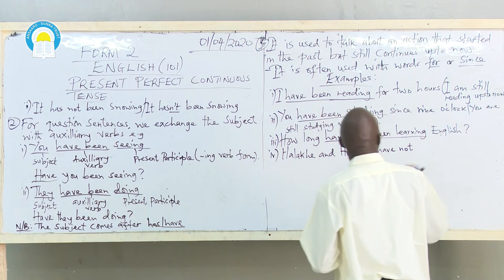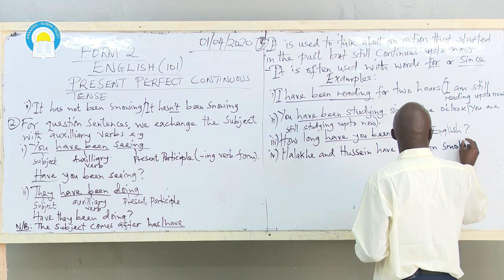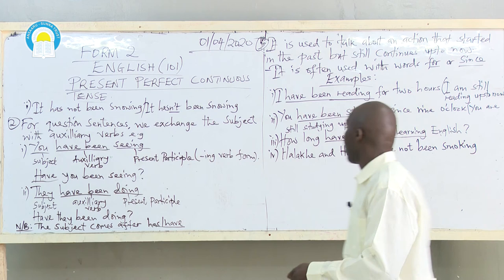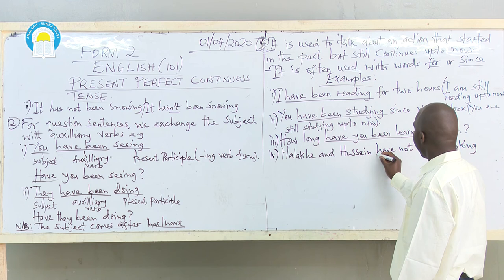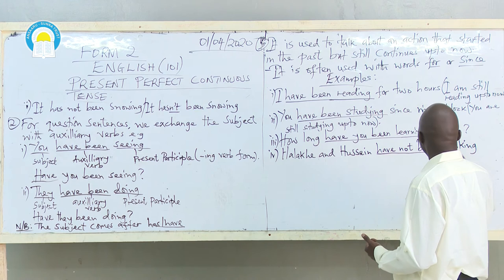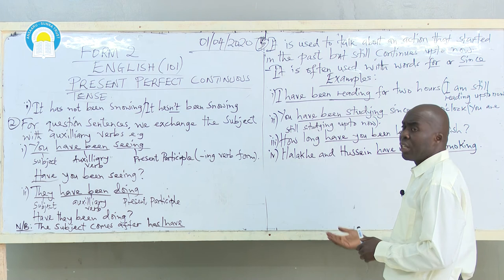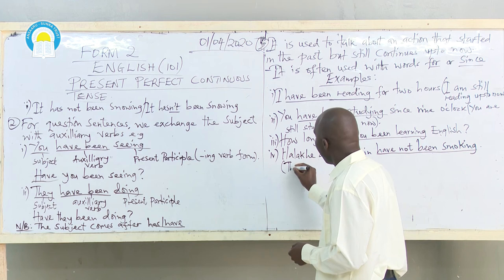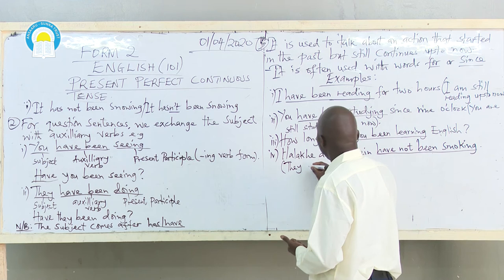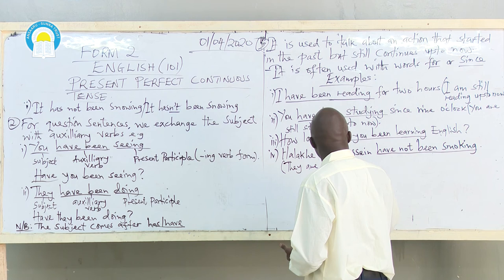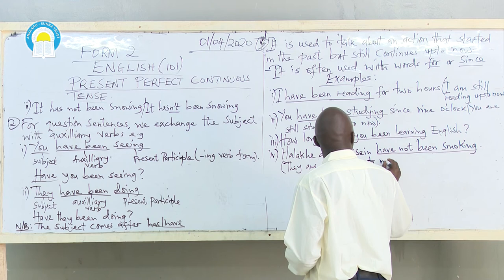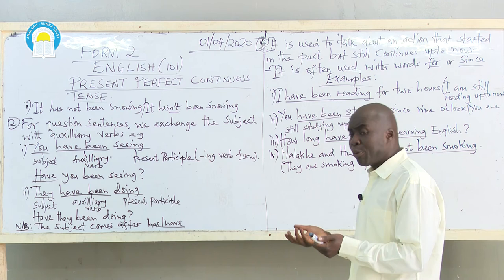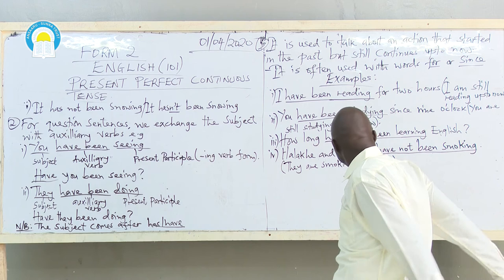So realize in that sentence again, it is a bit confusing because we also have got the two verbs that are already in place. So we have got the word have, then not, which can also be contracted to haven't been smoking. So this one means that these two individuals, we talk about Halake and Hussein, and therefore use the pronoun they, meaning that it's more than one person. They are smoking up to now. These people started smoking, and even up to this moment when we are speaking, they're still smoking, meaning that they have not stopped smoking, even up to this juncture when we are talking.